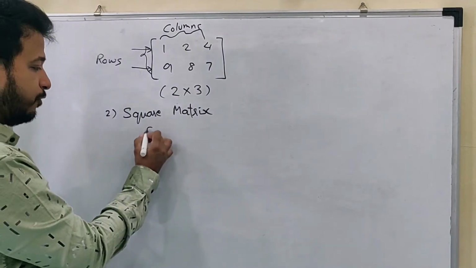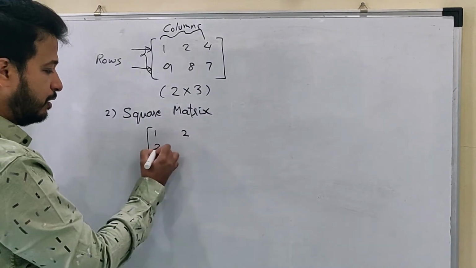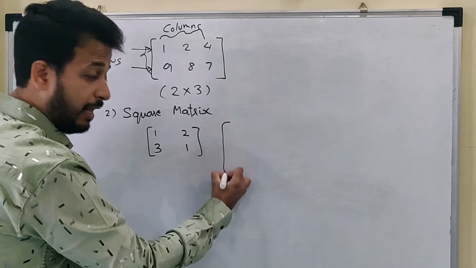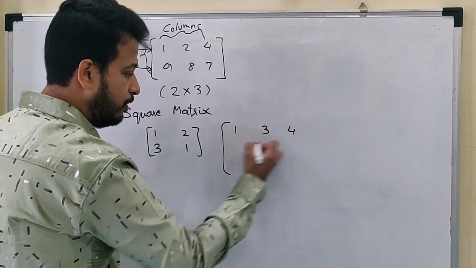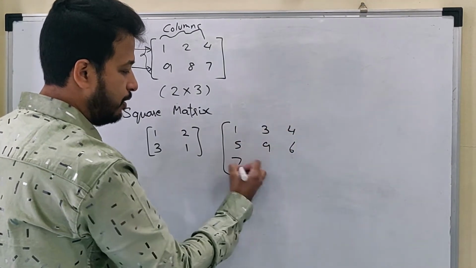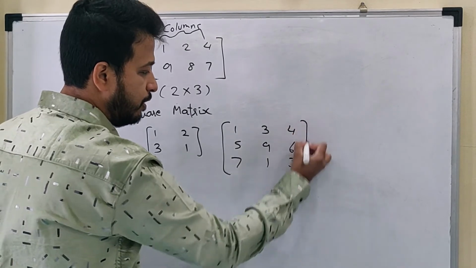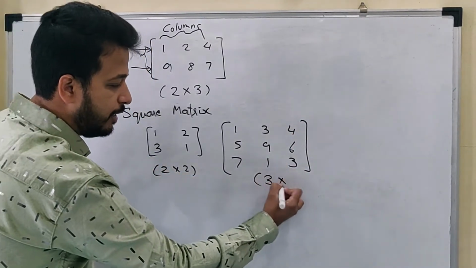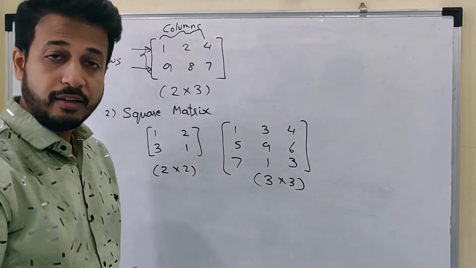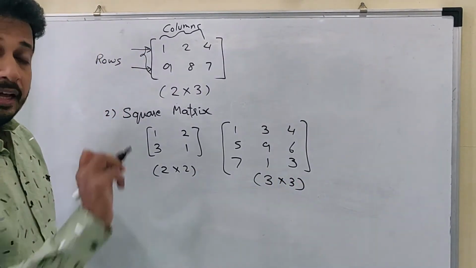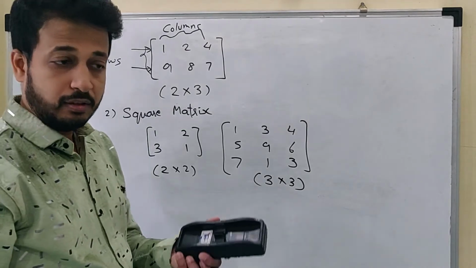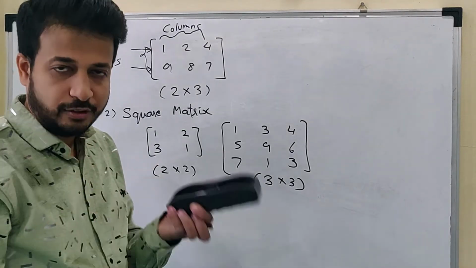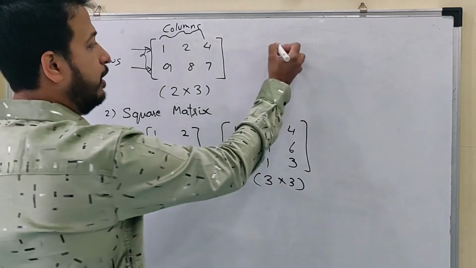So here I can have a 2 by 2 matrix. I can have 3 by 3. So here the order is 2 by 2 and this order is 3 by 3. Correct? Right?